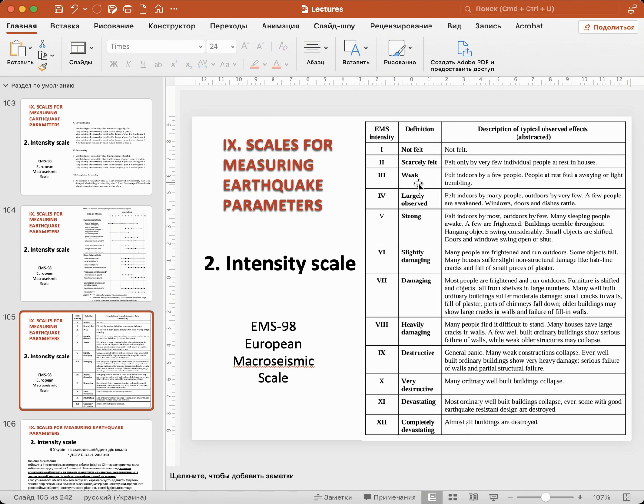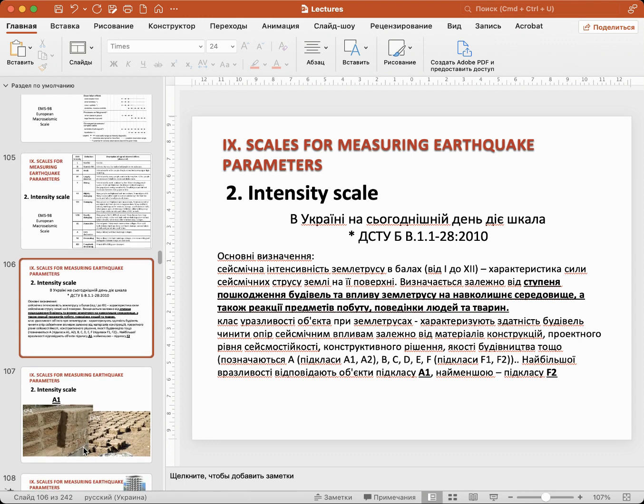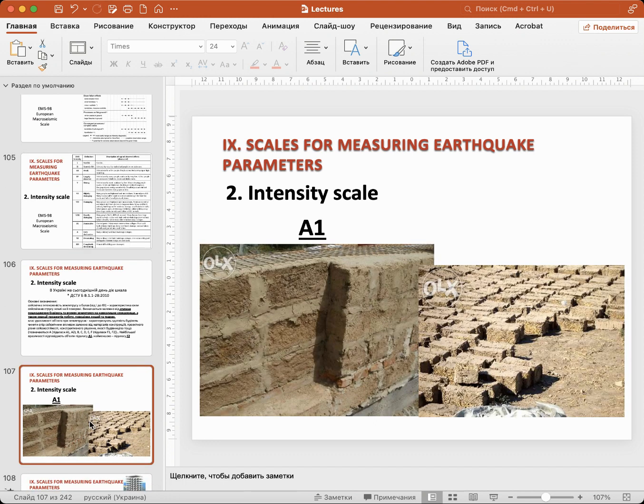So we have the same situation also for the DBN Ukrainian scale, and it is absolutely the same for our Ukrainian buildings. And when we're talking about the Ukrainian situation, in Ukraine we have the same idea that all earthquakes can be measured from 1 to 12, and the grade depends on the behavior of people, of regular objects, and also the impact of the earthquake on the environment.